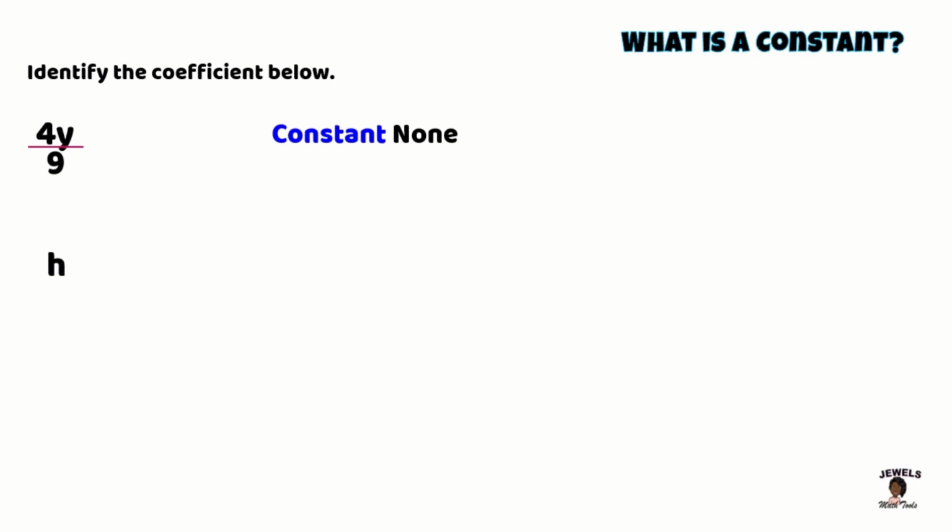What about in this one? Again, you would be correct if you said none. There is no constant in this expression or in this term because we only have h, and we know that the only number that h comes with or is being multiplied to is 1, which would be its coefficient. And what about this last one? You guessed it, our constant is 15.